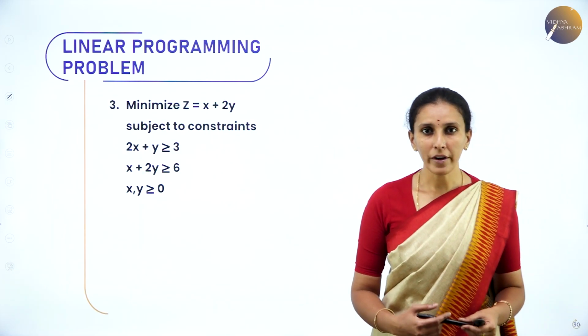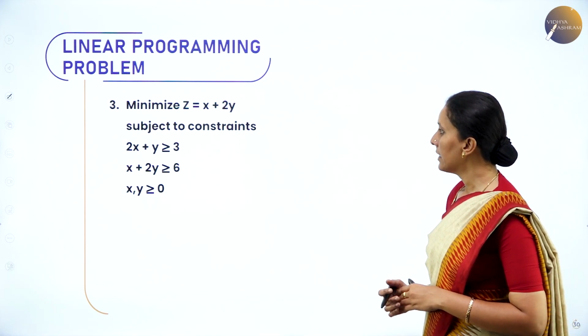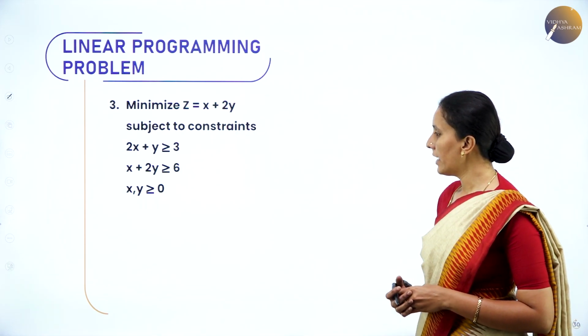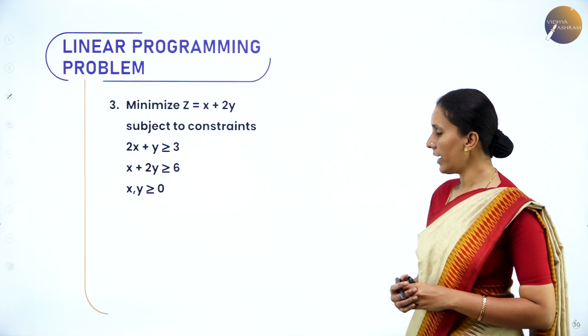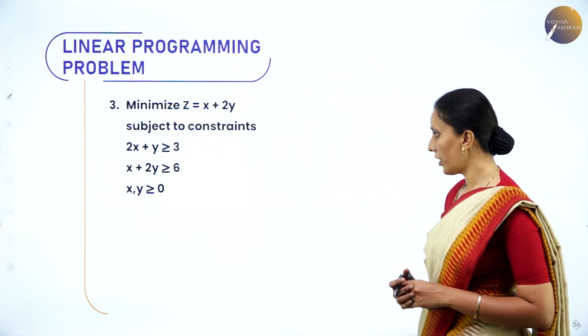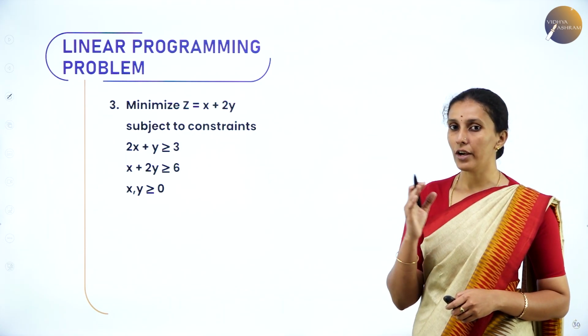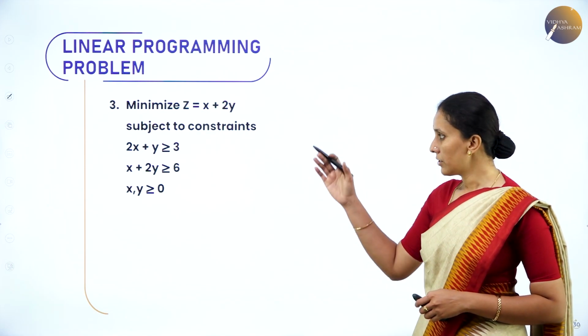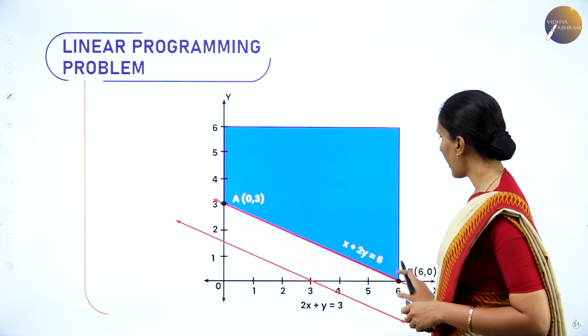So we'll take one more example, of an unbounded region. We have a question here: minimize z equal to x plus 2y subject to constraints 2x plus y greater than or equal to 3, x plus 2y greater than or equal to 6, x comma y greater than or equal to 0. The solution region lies only in the first quadrant. Once you plot these lines, the graph looks like this.